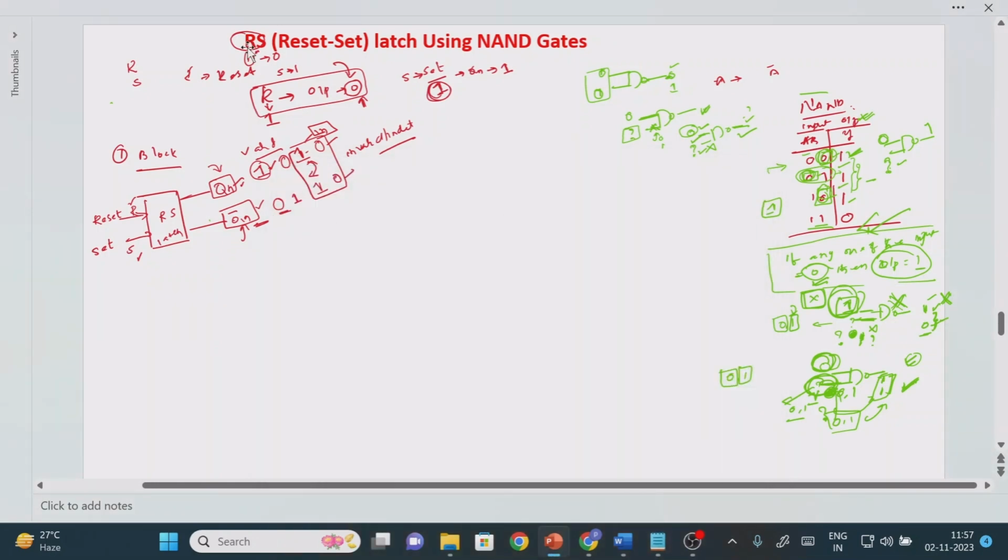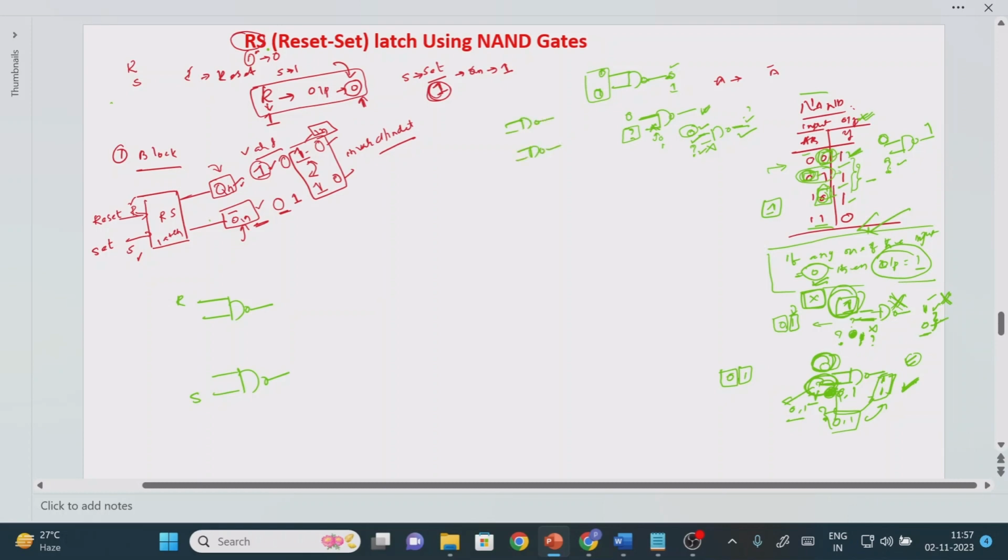For example, if you see here, how many inputs do we have? Two inputs, right? One is for reset, another one is for set. So for two inputs, I am going to consider two NAND gate representations. This one is for R, this one is for S, right? This is for reset, this is for set. Now if you observe here, I have taken something like this.